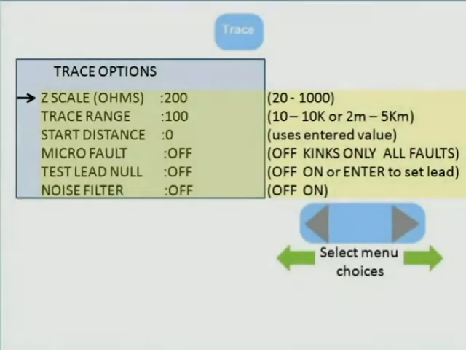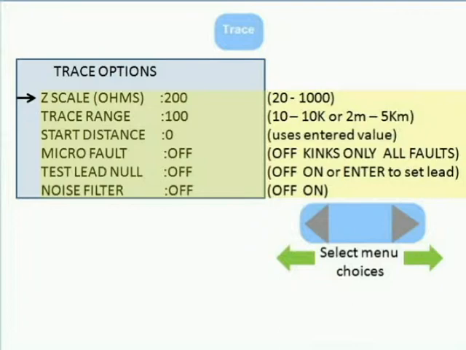Trace menu items are for setting the display. Range and Z-scale can be set here or using the function keys on the front panel. Start distance helps offset the selected range. 0 is the TDR's connector. Entering 10 feet, for example, with a range set at 100 feet, will display from 10 to 110 feet.